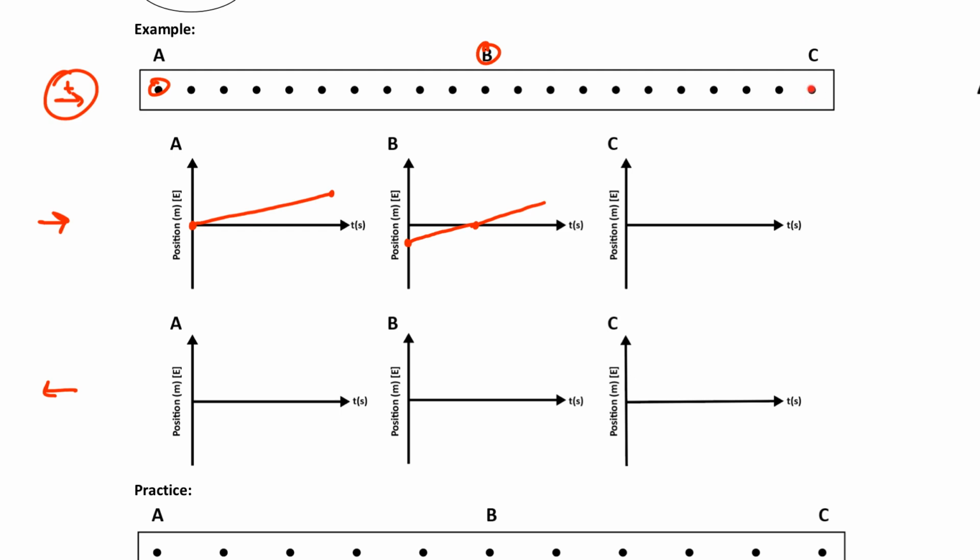If we measured everything from reference point C, you can see that the starting point is very negative, and as time passes, you get closer and closer to point C, but you're always in the negative region, because everything measured from here, everything to the right is positive and everything to the left is negative. So that's going to look something like this.